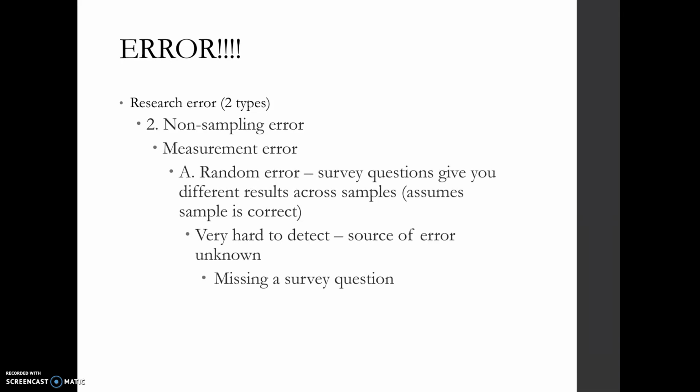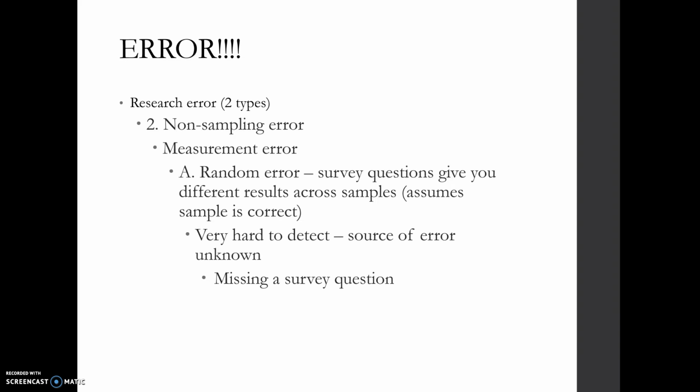Now, there are also non-sampling errors, which means the error is not related to your sampling procedure. The first type is called measurement error. And measurement error has two subtypes. I'm sorry, it's very complicated. Please stay with me. The first type is called random measurement error.